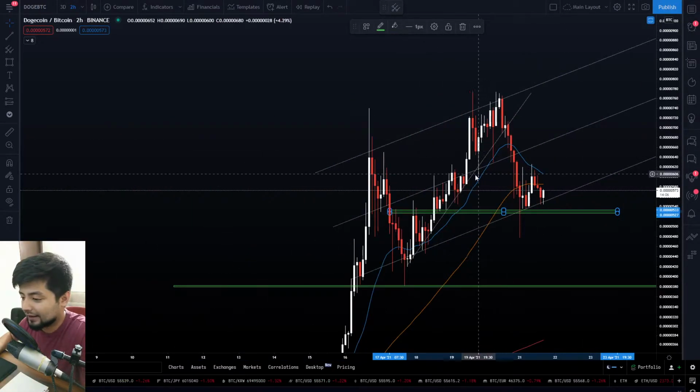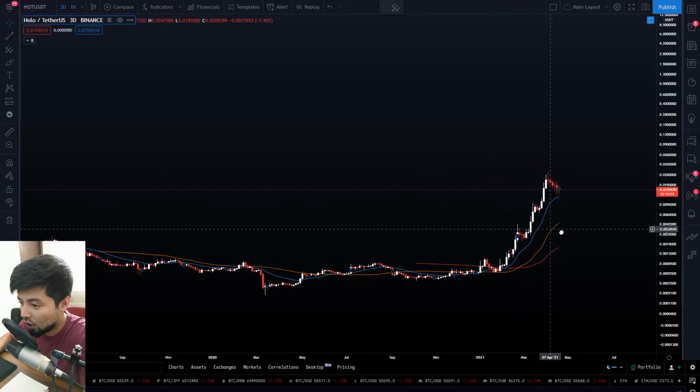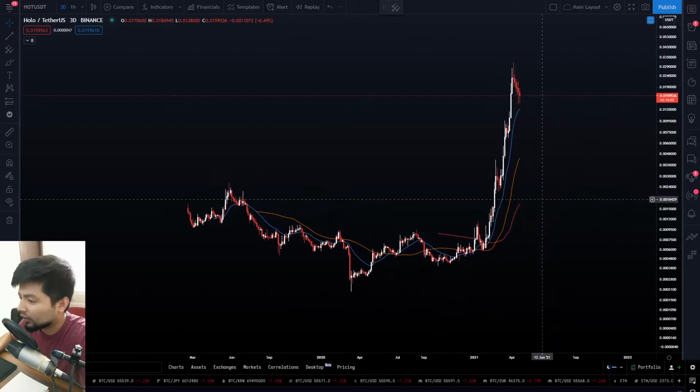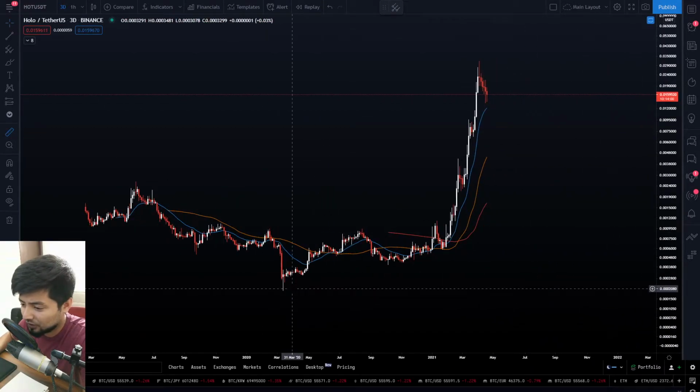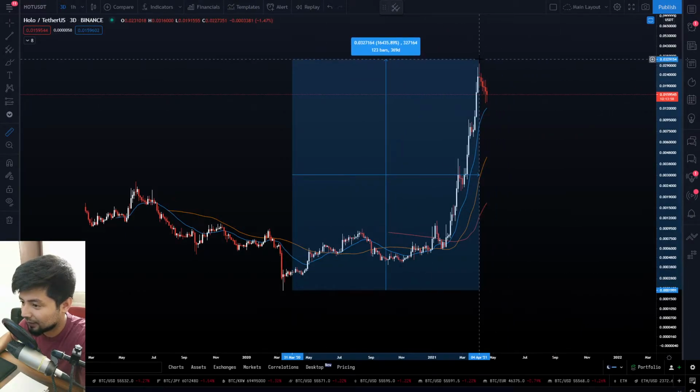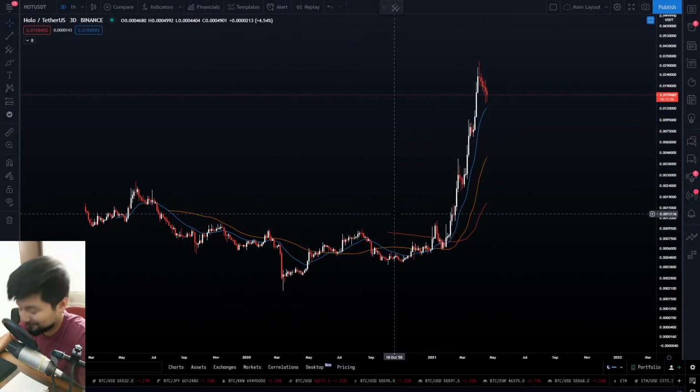All right, guys. The next candidate we have is Holo. So Holo has also gone up quite significantly from the COVID capitulation right here, guys. Crazy price action, 16,000%.